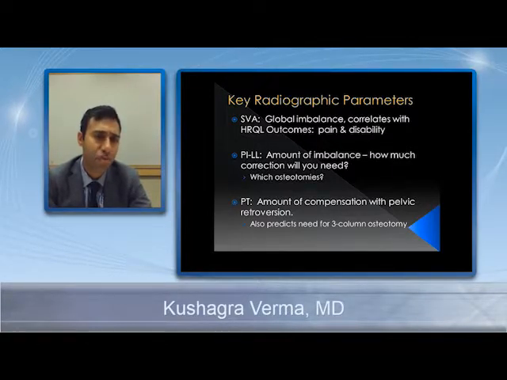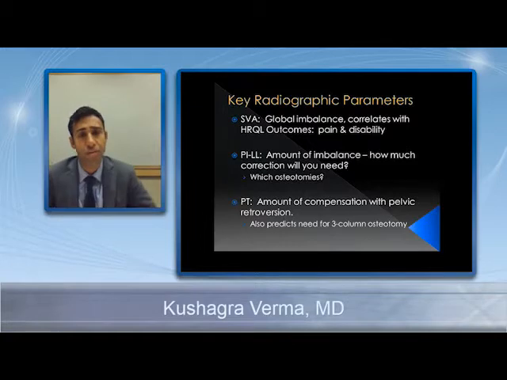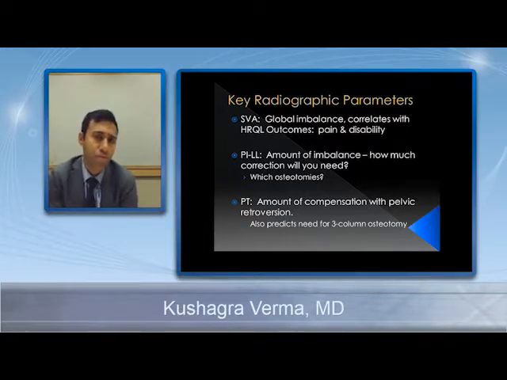And the last measurement we really look at is their pelvic tilt, which is the amount of compensation with pelvic retroversion, which basically means how much you're extending your hips to stand up straight. And generally our goal is to get the pelvic tilt to within 20 degrees, and that correlates pretty well with reduced disability.